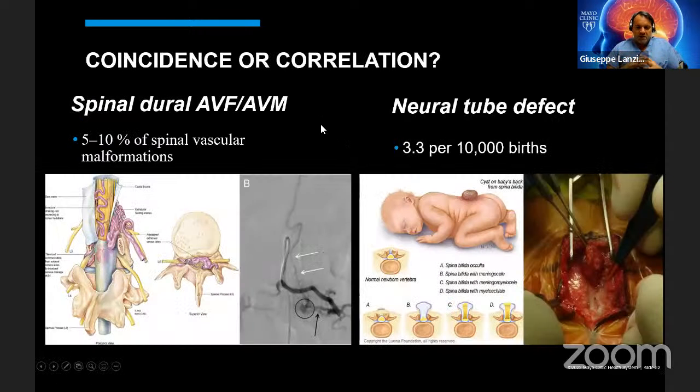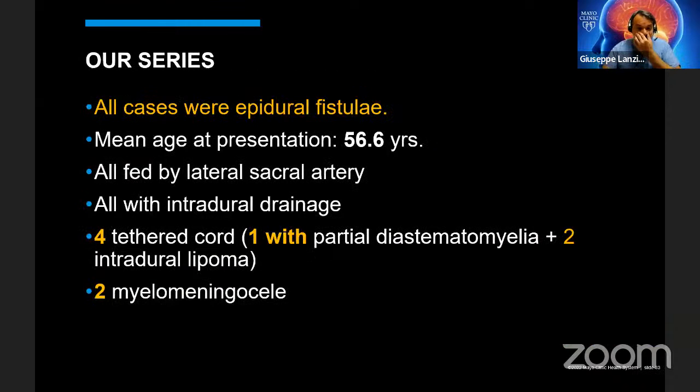So, one thing is that spinal dural fistulas or epidural fistulas are very uncommon lesions, and neural tube defect is also very uncommon. So once you see a coexistence of two rare diseases in the same patient, then of course we should, as much as possible, try to find a potential connection between the two.